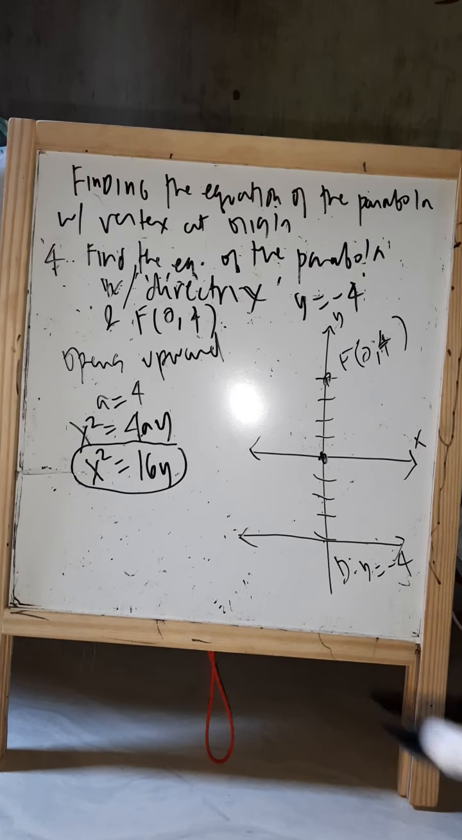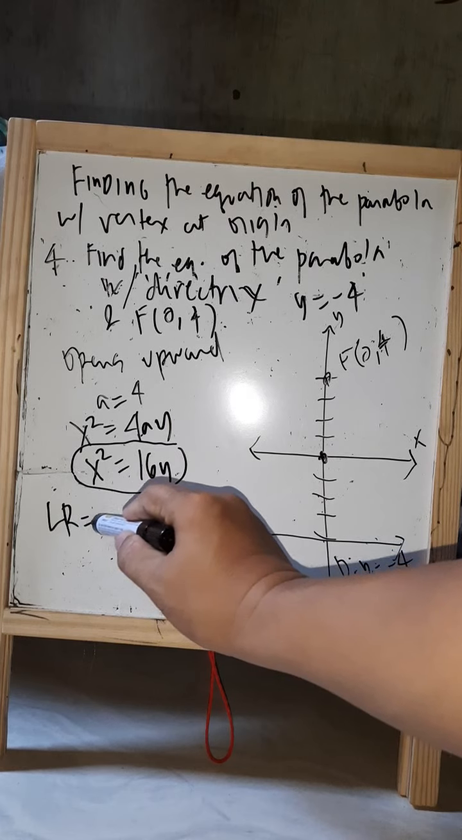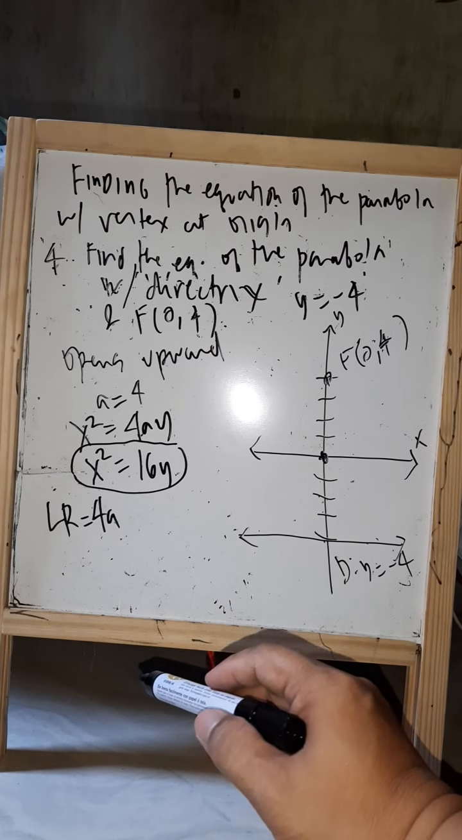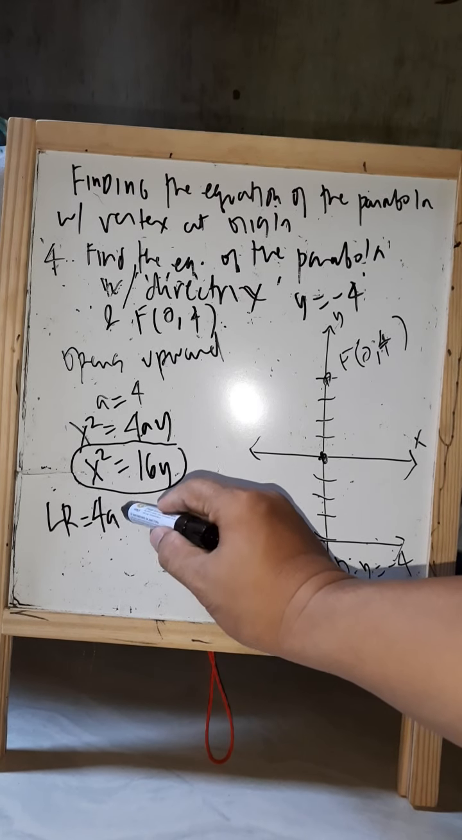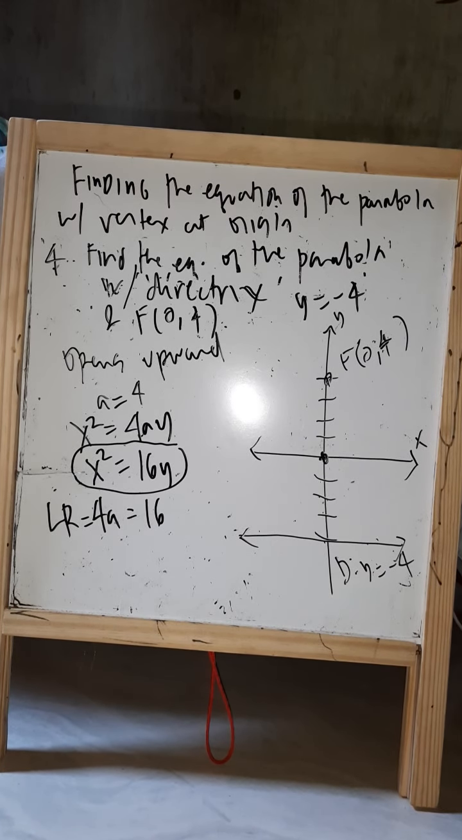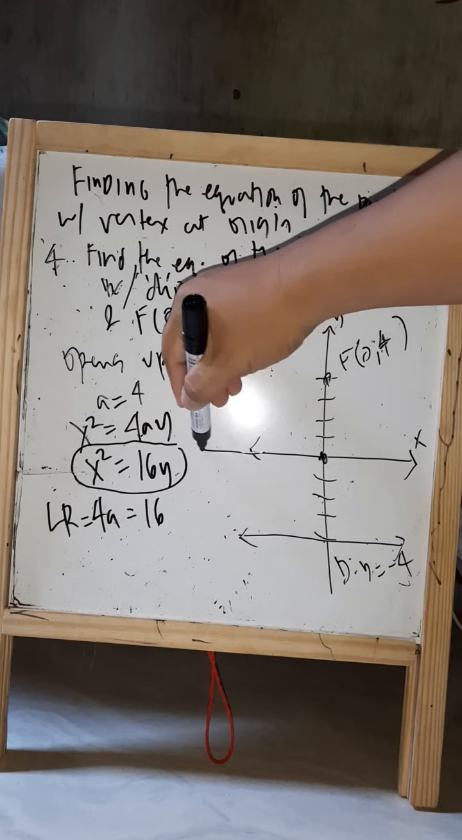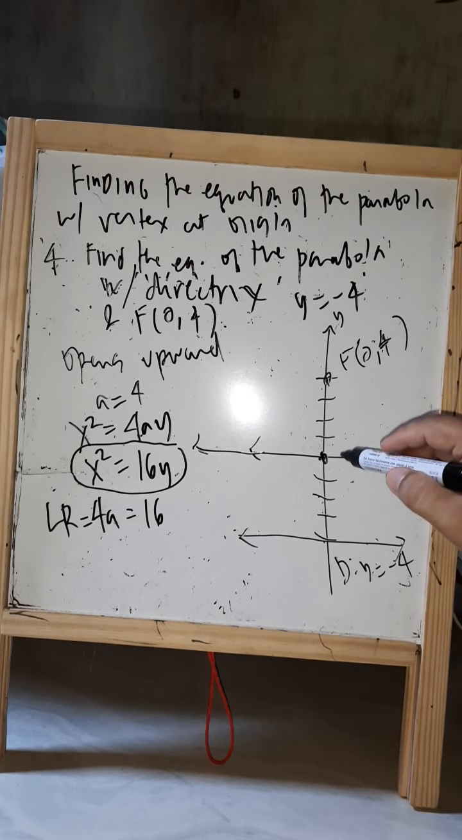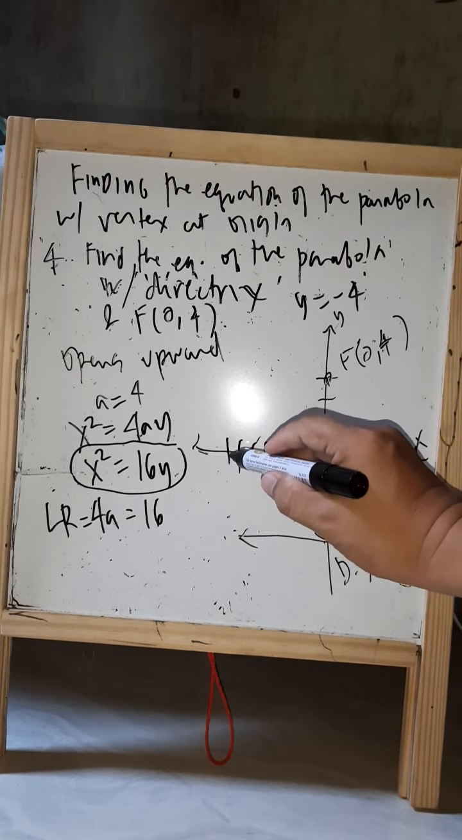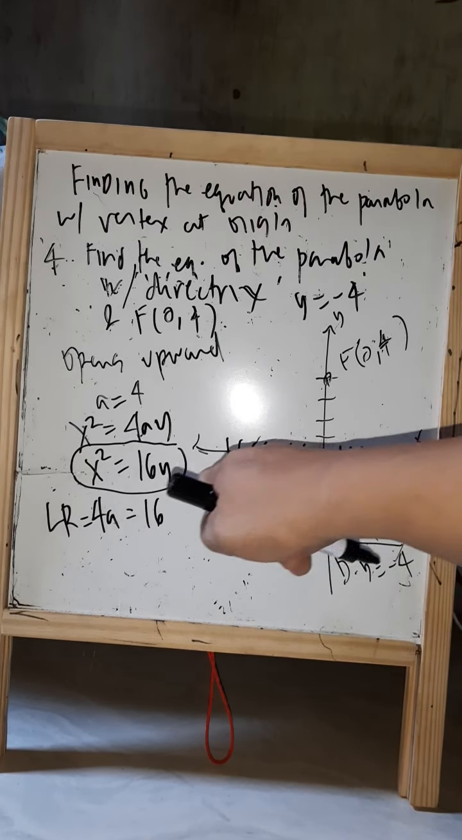Let us now determine the length of the latus rectum, which is 4a. So 4 times 4 is equal to 16. It is quite long. Therefore, the endpoints of the latus rectum are found by counting 1, 2, 3, 4, 5, 6, 7, 8 units on each side. 8 plus 8 equals 16.